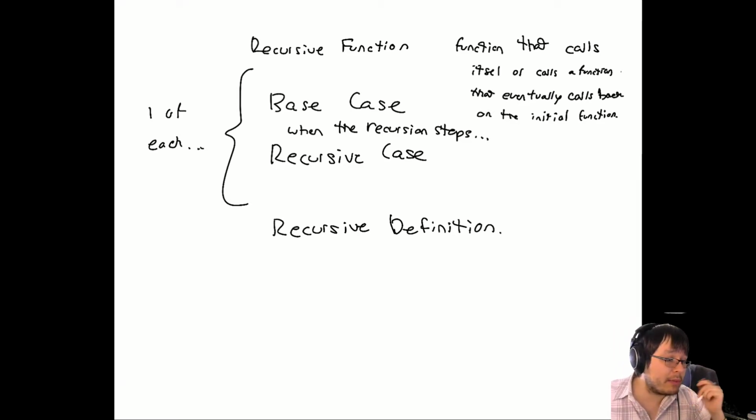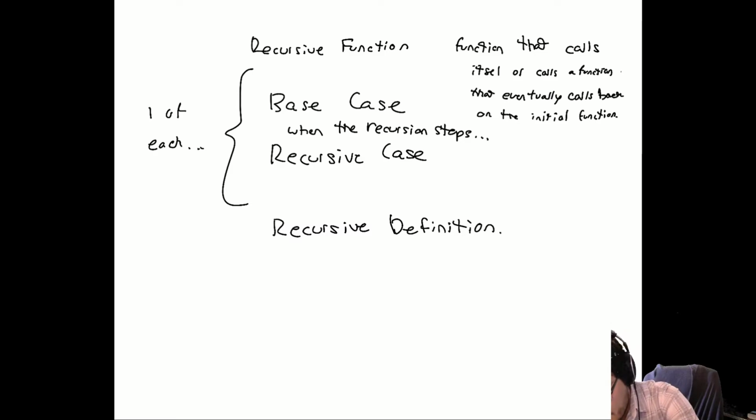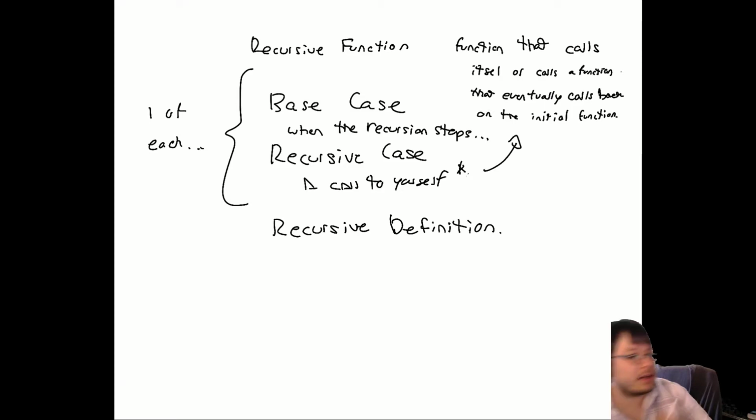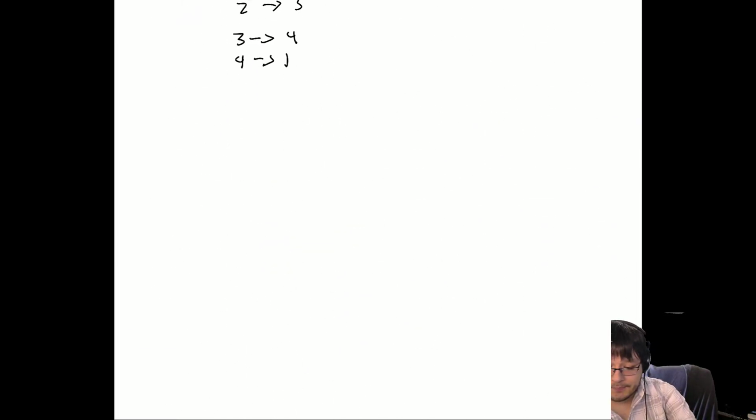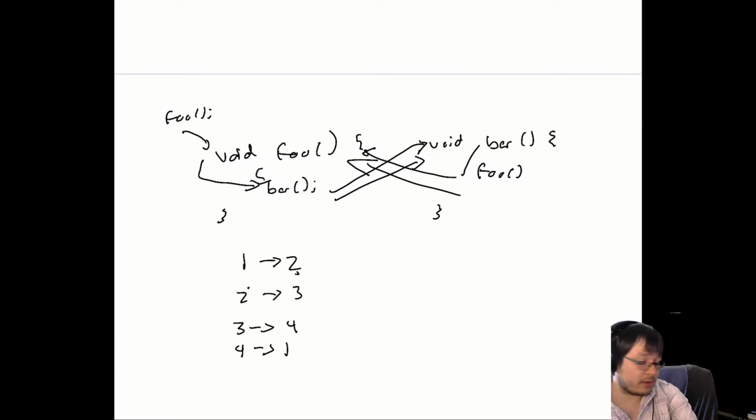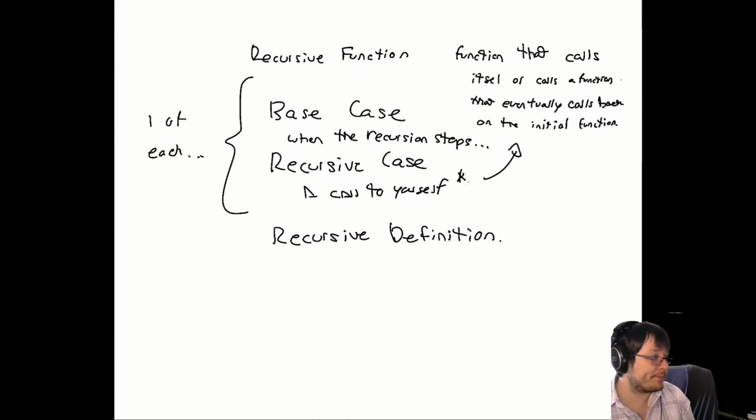Recursive case: you have to have at least one, otherwise it's not a recursive function. So you need to have a function that makes a call to yourself. Asterisk there, because again, it doesn't really have to be a call to just yourself. It could be a call to another function that eventually calls you back, as I was showing you with the chain of calls here. Okay, so a little asterisk to that.